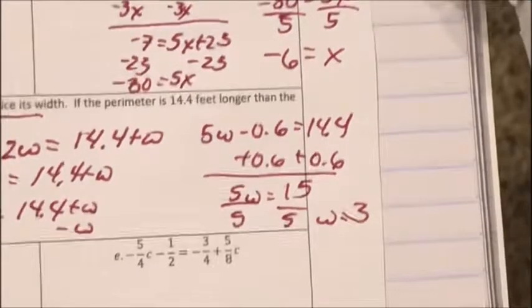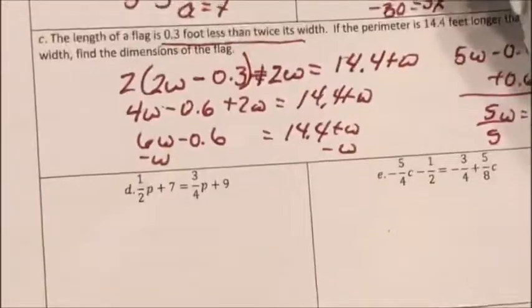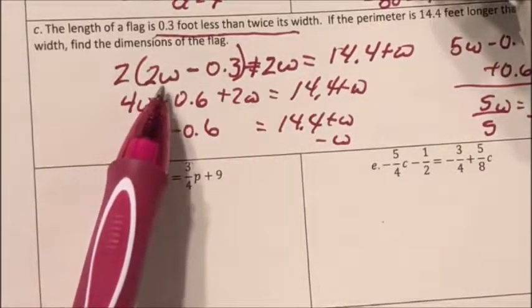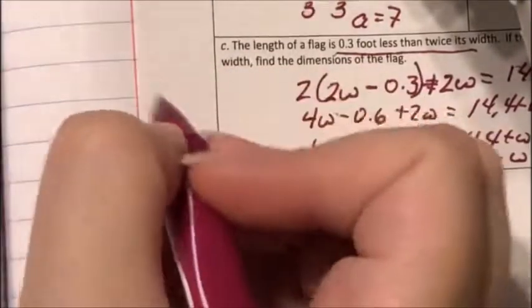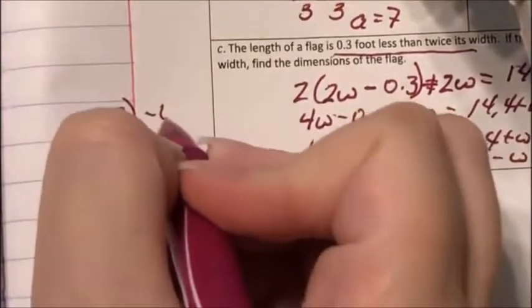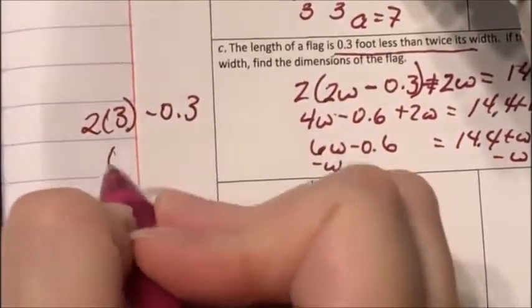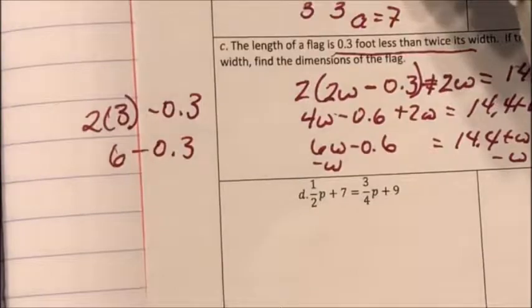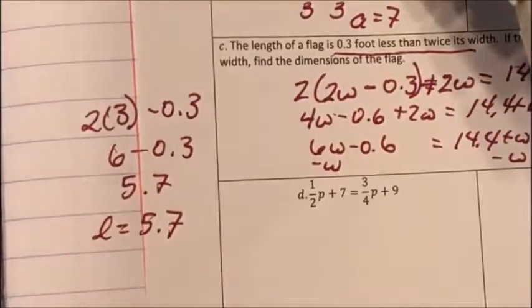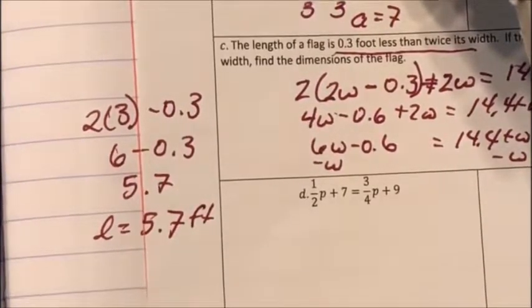All right? So I'm going to take my w equals 3, and I'm going to plug it back in for the length of the flag. Remember, the length of the flag was 2w minus 0.3. So if I plug in 3, so 2 times 3 minus 0.3. 2 times 3 is 6 minus 0.3 is 5.7. So my length equals 5.7 feet. So my width is 3 feet and my length is 5.7 feet.